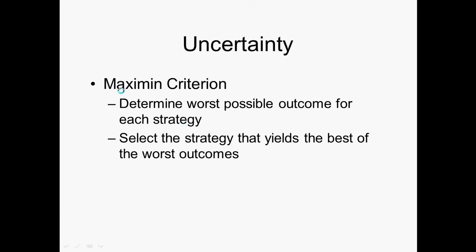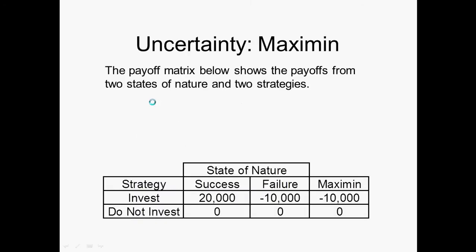But the whole point with max and min, you've got uncertainty. You don't really know what the probabilities are, so you can't take that into account in your decision. So this would be one decision rule that you could adopt.